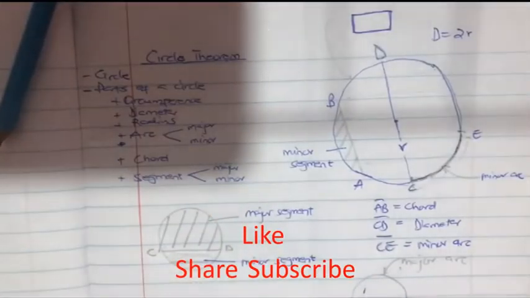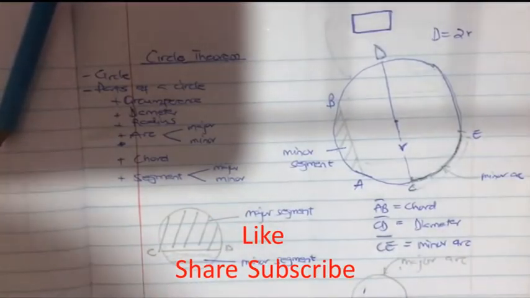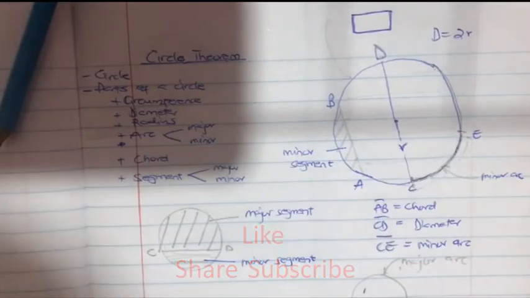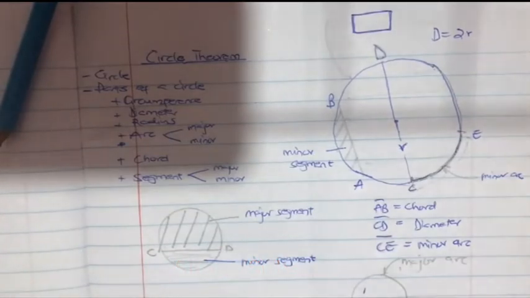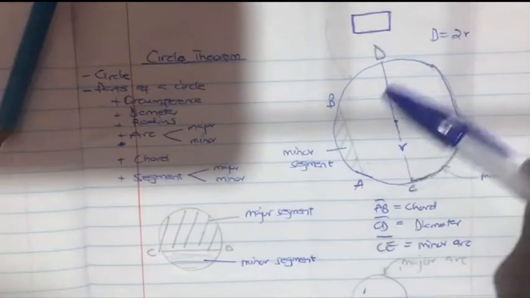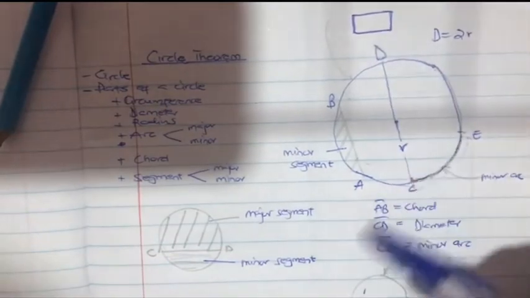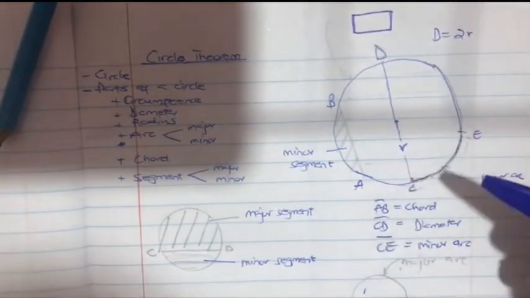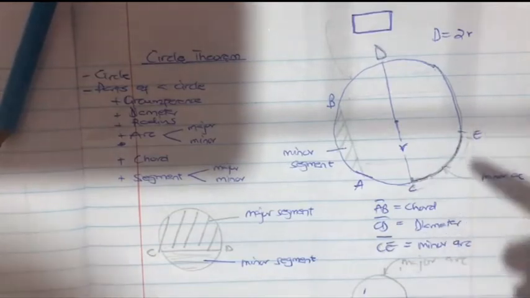This is my lesson TV, and we are going to continue with our lesson on circle theorem. In the previous video we talked about the parts of the circle. We said this is the diameter, and the diameter is a special chord, the chord that divides the circle into two equal halves.